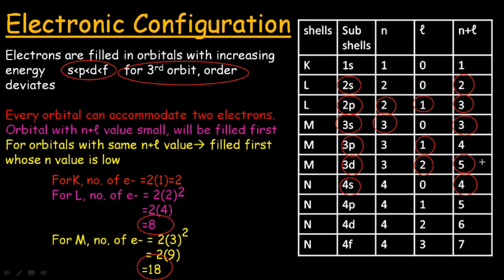Mathematically, it is suggested that the orbital whose n plus L value is small will be filled first. 4s has smaller n plus L value than 3d. So 4s will be filled first and then 3d. This is how you can extend the whole table for every shell.